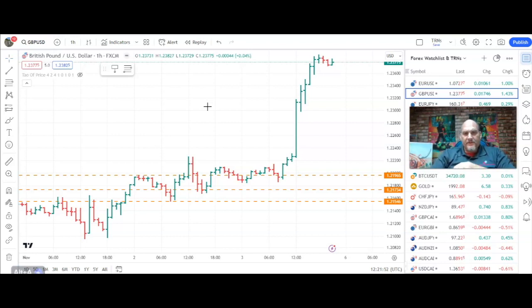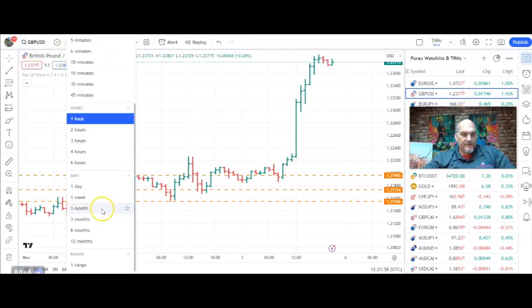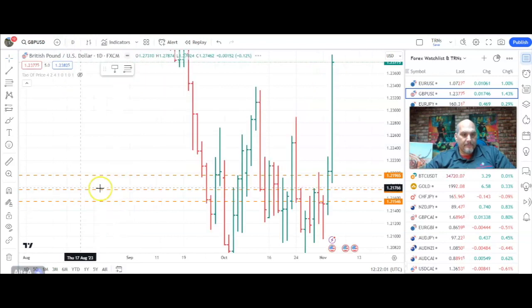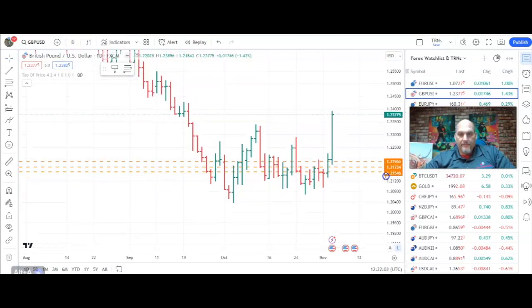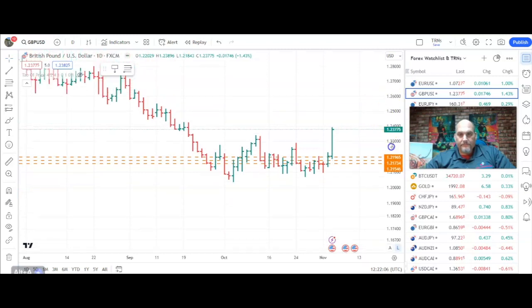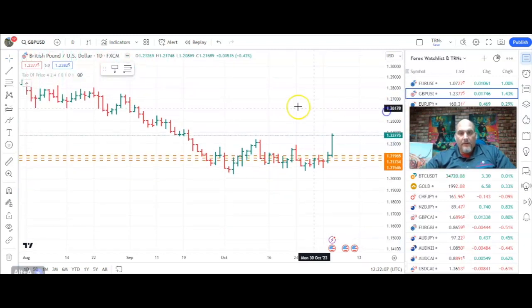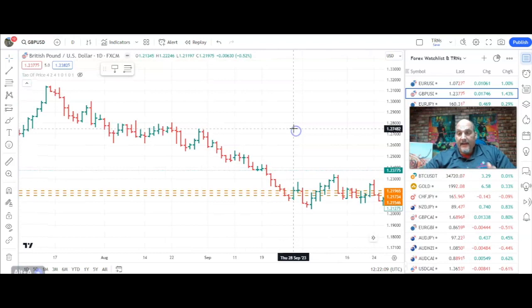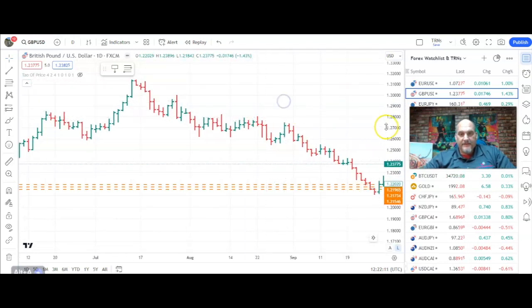Okay, so let's talk about sterling dollar. And the first thing I want to do is go to a little bit longer time frame chart. I want to go to a daily chart. And here we are. If we were looking at sterling dollar on a daily, what we're going to find is that we were in a downward movement.